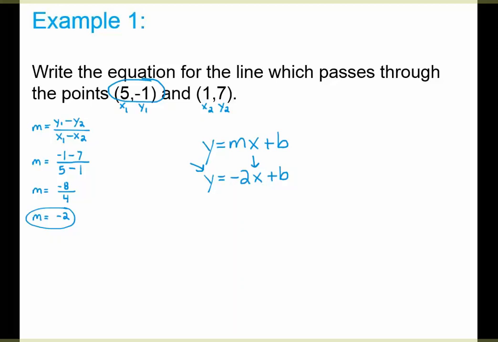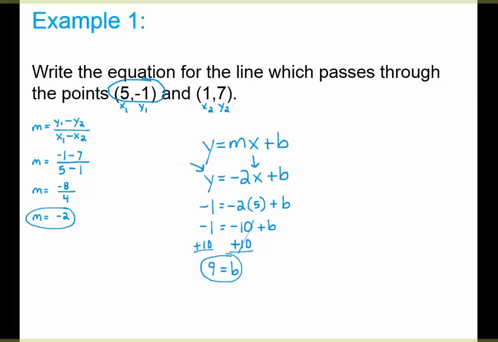Okay, so it looks like my y value is negative 1, so I'll plug in a negative 1 for y. And my x value is 5, so plug in a 5 for x. And then it's just basic algebra from here on out. Negative 1 equals negative 10 plus b. And I'm adding 10 to both sides. And it looks like b equals positive 9.